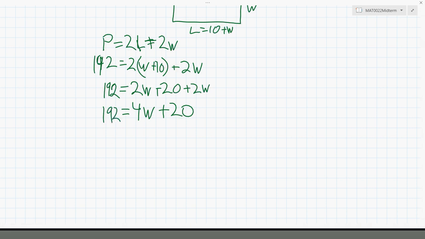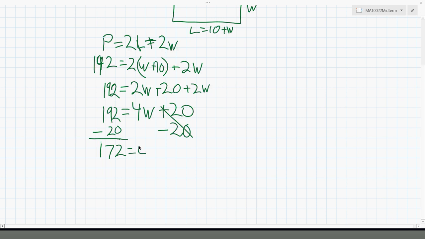192 equals 4W plus 20. What's the next step? Subtract 20. Okay, cool. Get rid of those 20s. Subtract 20 from the 192, and you're going to get 172 equals 4W.